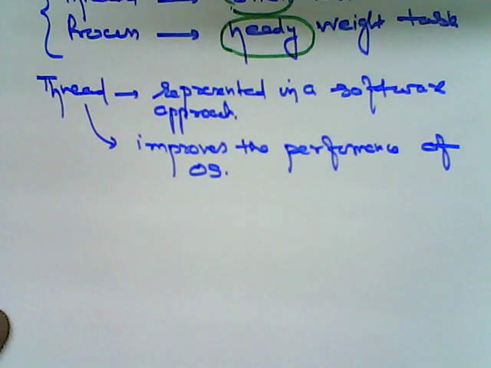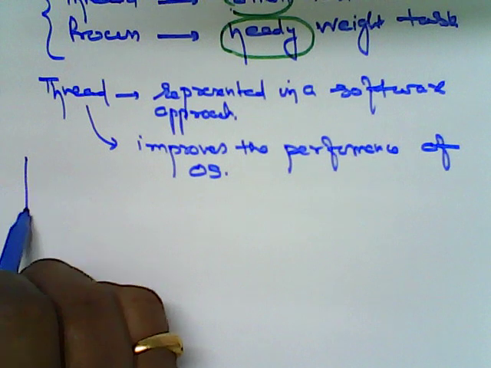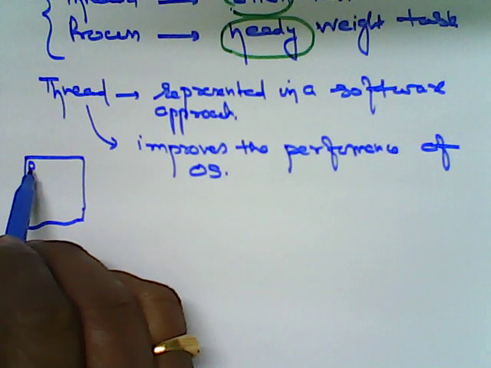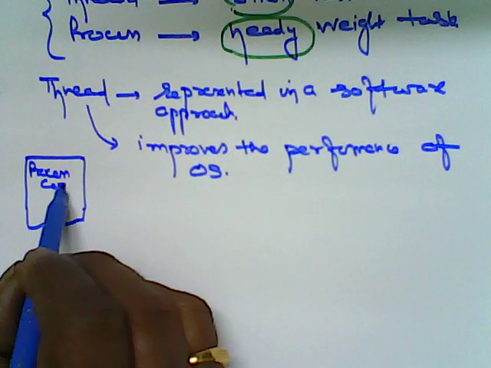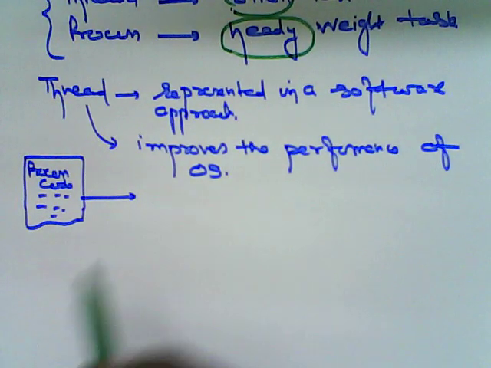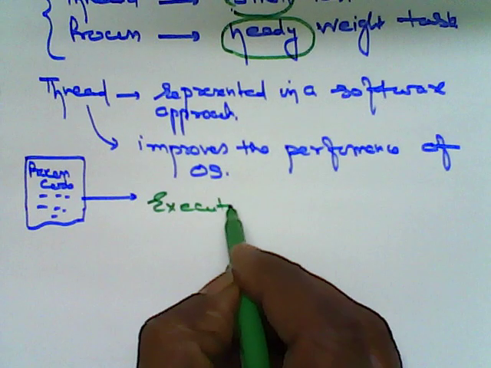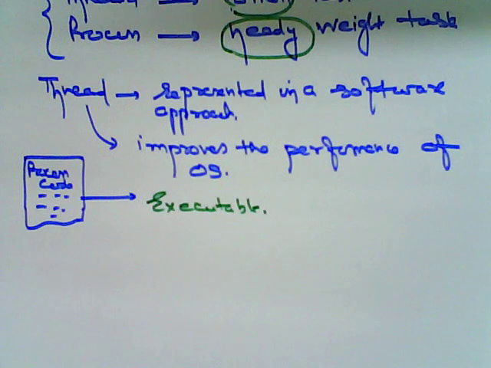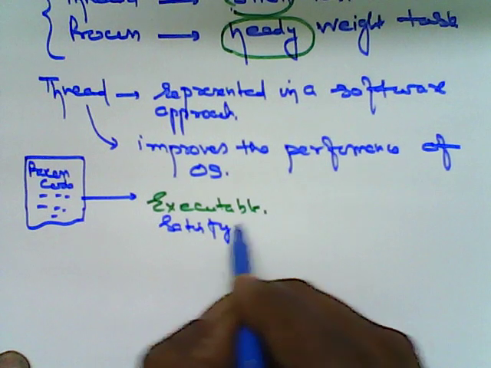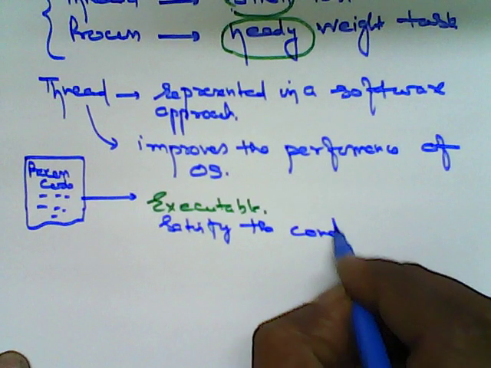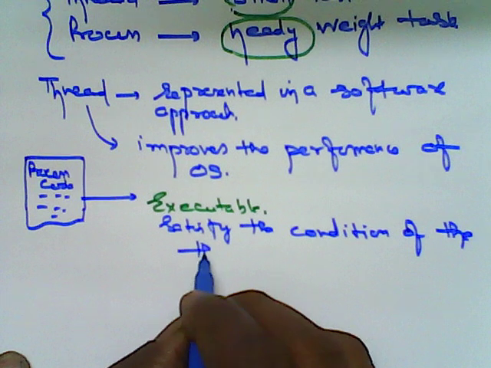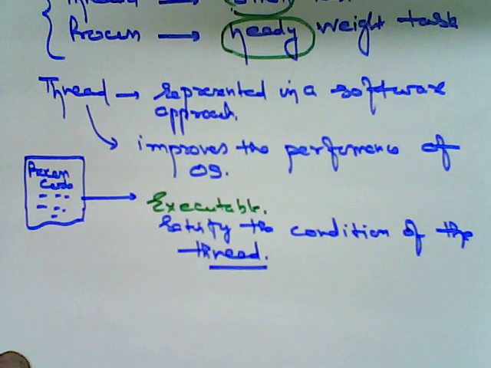Now when we say a thread, a thread is nothing but we write a process code, and once this process code is executable, then that particular code satisfies the conditions of the thread. That you keep in your mind.